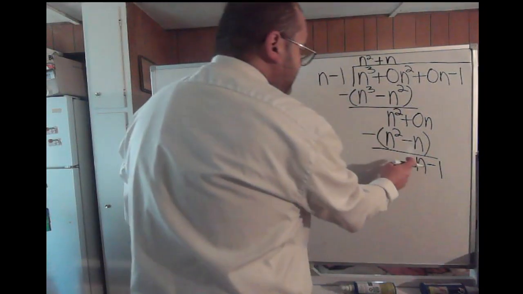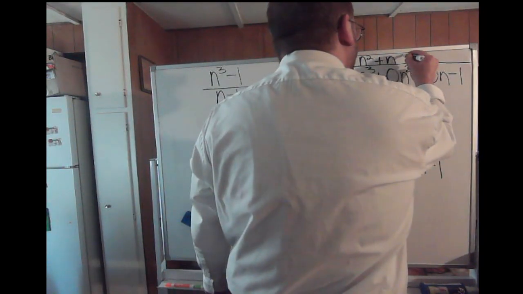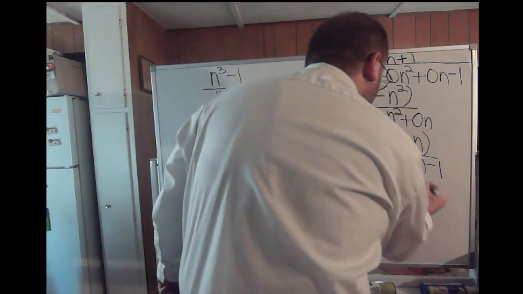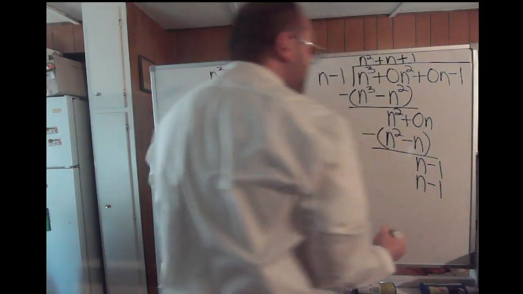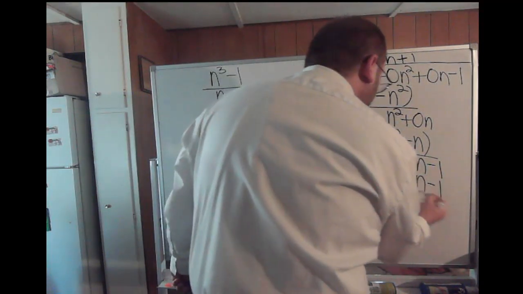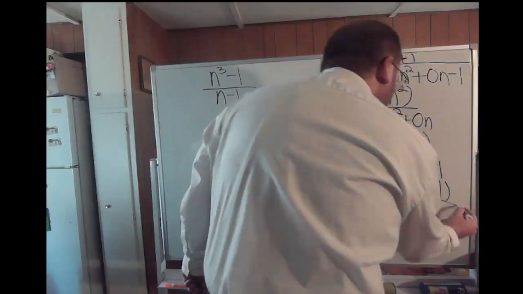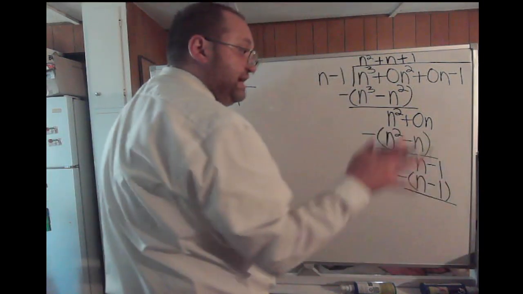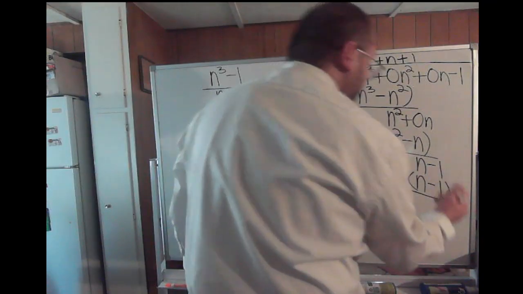N times what equals n? That'd be 1. 1 times n, well, that's n. 1 times negative 1, well, that's negative 1. Now you'll subtract the whole quantity of what you just got from the dividend. N minus n is 0. Negative 1, that's actually plus 1. So negative 1 plus 1, that's 0.